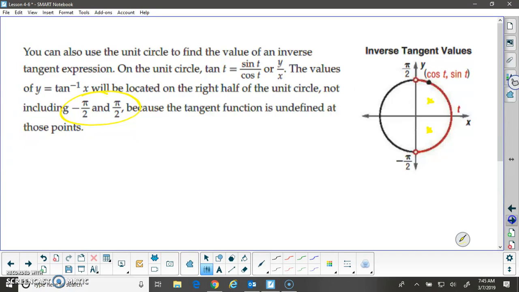However, please note that on the tangent inverse, -90 and +90 are unacceptable answers because tangent is not defined at 90 and -90. This is why you're seeing open circles on both of those locations.